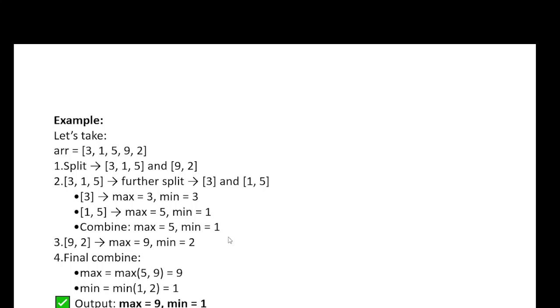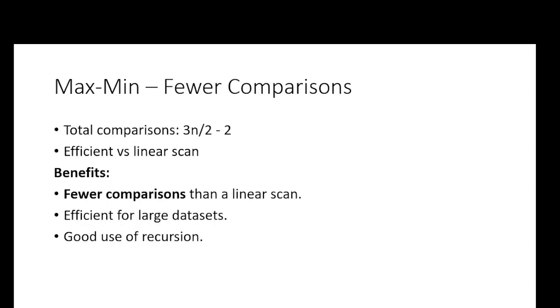This is on the left half of the list. Now for the right half of the list it will also calculate: max equal to 9, min equal to 2. Now I have to combine the result of the left half and the result of the right half to get 9 and 1 as the answer. So it leads to fewer comparisons and it is more efficient than a linear scan. It makes good use of recursion.